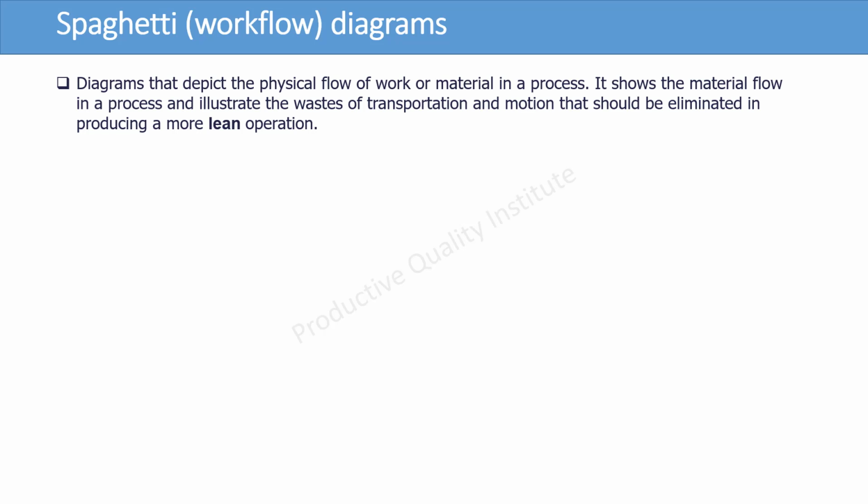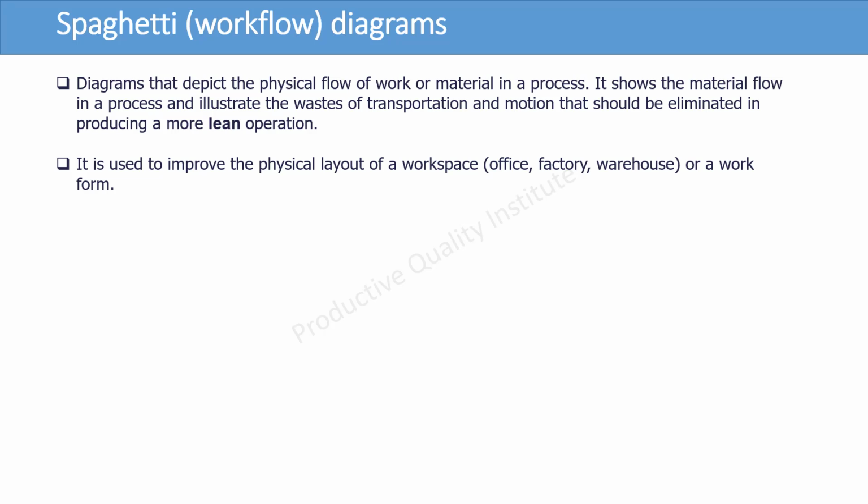Spaghetti diagrams are diagrams that depict the physical flow of work or material in a process. They show the material flow in a process, and illustrate the wastes of transportation and motion that should be eliminated in producing a more lean operation.